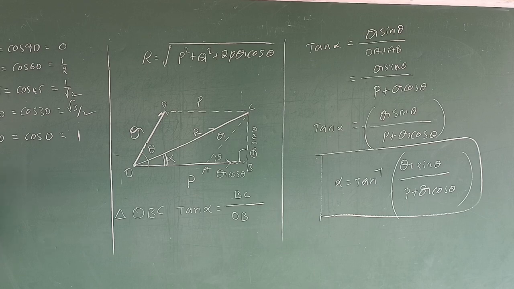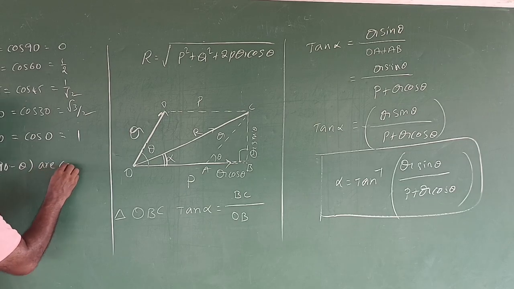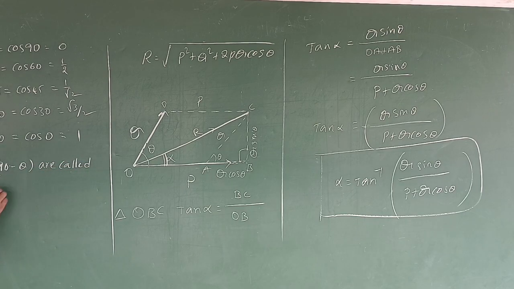Here theta and 90 minus theta are called complementary angles. Observe here, 0 and 90. 0 plus 90 is equal to 90. Observe here 30, 60. 30 plus 60, 90. 45 plus 45, 90. 60 plus 30, 90. 90 plus 0, 90. So when you add these two, you are getting 90 degrees. So here 0 and 90 are called complementary angles.